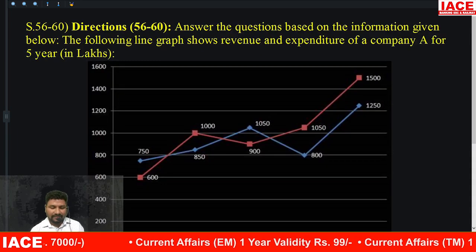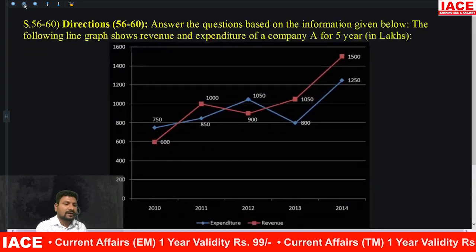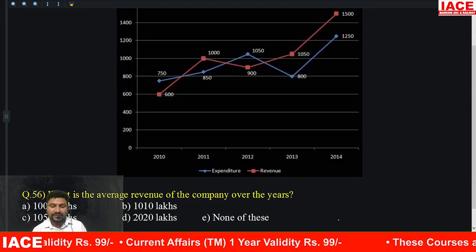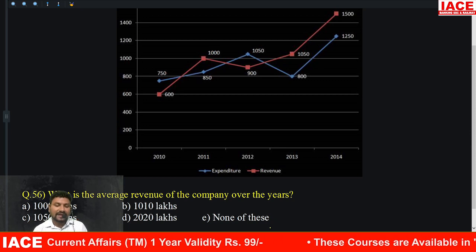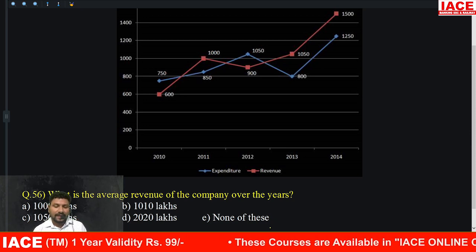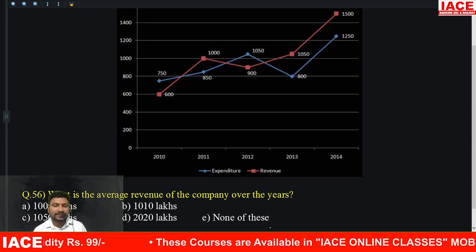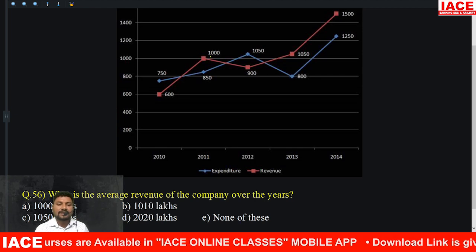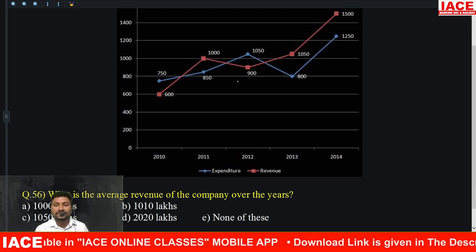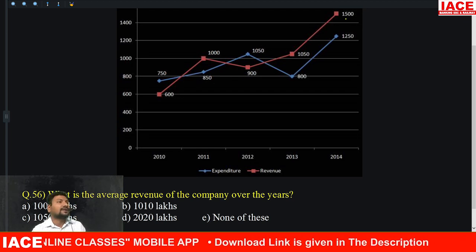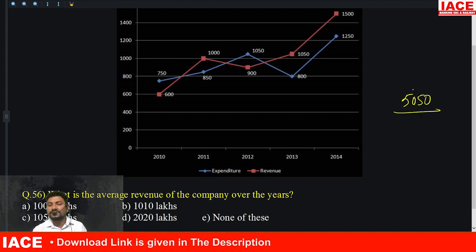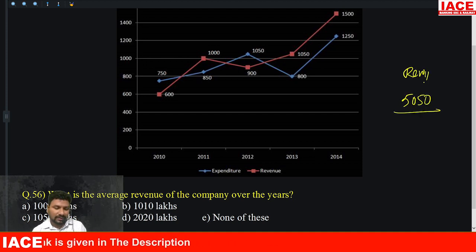So next we have directions based on the data interpretation. Look at the question. What is the average revenue of the company over the years? Red line belongs to revenue and blue line belongs to expenditure. Then what is the revenue here? 600 plus 1000 plus 900, it's 2500. 2500 plus 1500, so 4000 plus 1050 equals 5050. Total revenue, belonging to the red line, is 5050.